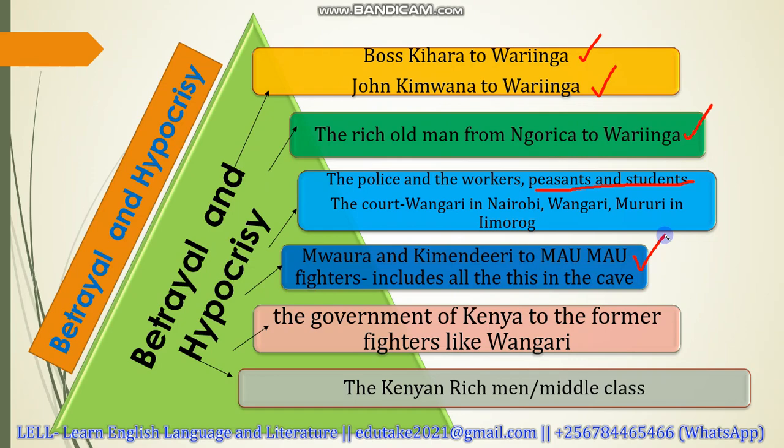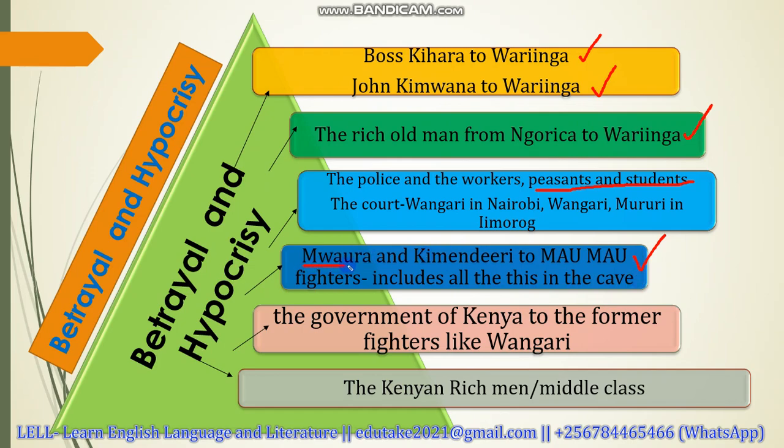We expect that people like Mwaura and Kimenderi, who had the power to even kill, should be fighting hand in hand with the Mau Mau fighters to ensure that there is liberty in Kenya, that there is no more colonialism in Kenya, but instead they're the ones who try to kill the ringleaders and other people who supported the Mau Mau rebellion. So this is actually a very big betrayal and hypocrisy case.